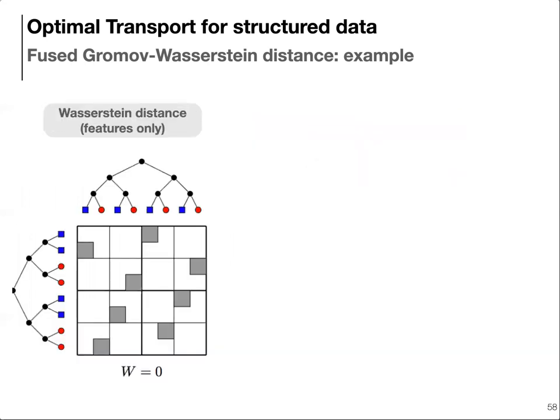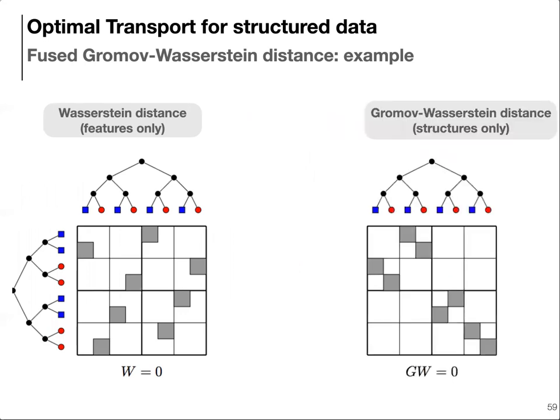And now, okay, if we just take the Wasserstein distance between those blue and red samples, we can see that the Wasserstein distance is null, because it would associate all the blue points together and all the red points together. And because there is the same number of red and blue points, then the Wasserstein distance would be null.